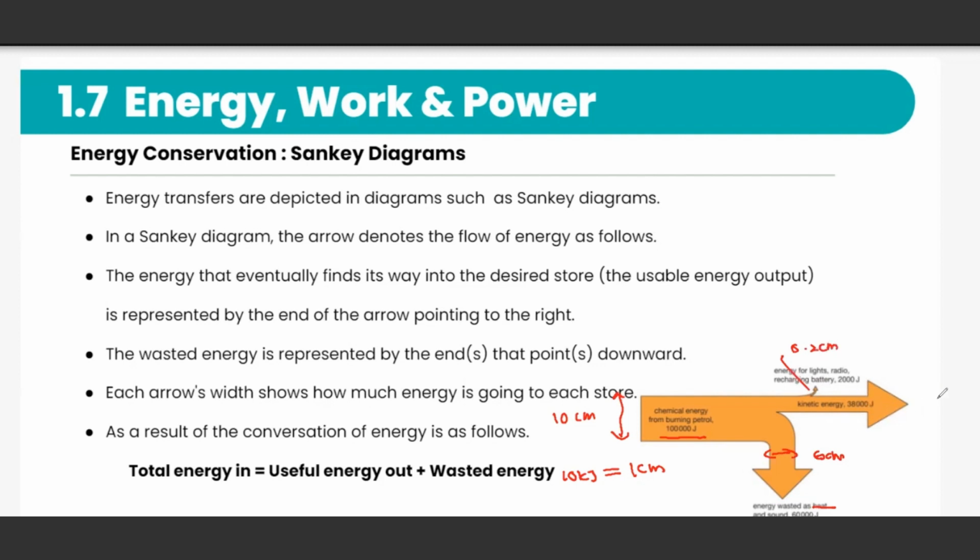That leaves us with the 38,000 joules of kinetic energy, or the usable energy. This can be represented by an arrow width of 3.8 centimeters. So as you can see, always the total energy in is equal to the useful energy out plus the wasted energy.